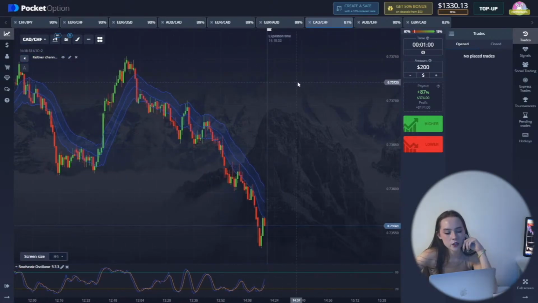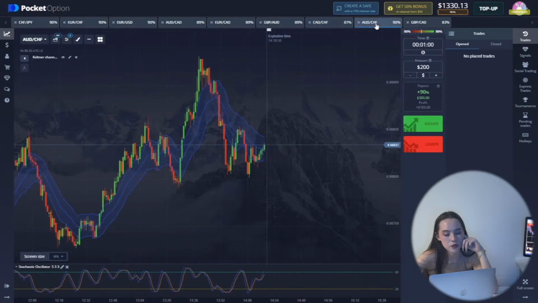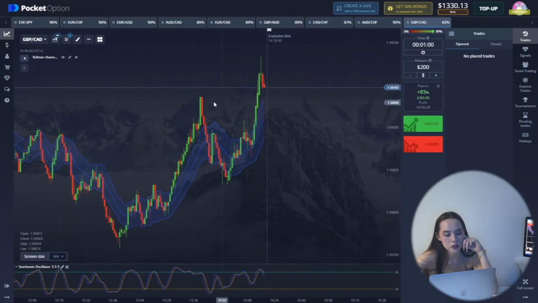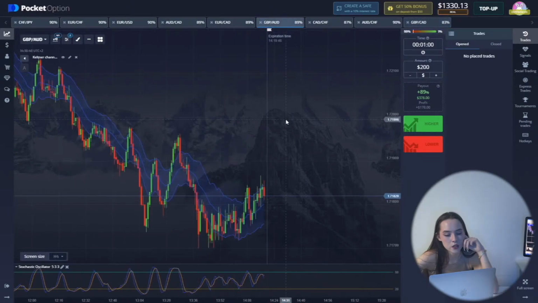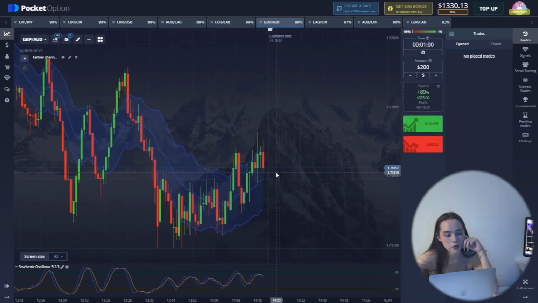$1,300. So here I don't want to open. Here is also not in options. Stochastic has already gone down too much. Let's open the deal again. Here too, the situation is unclear. Well, let's open it here.